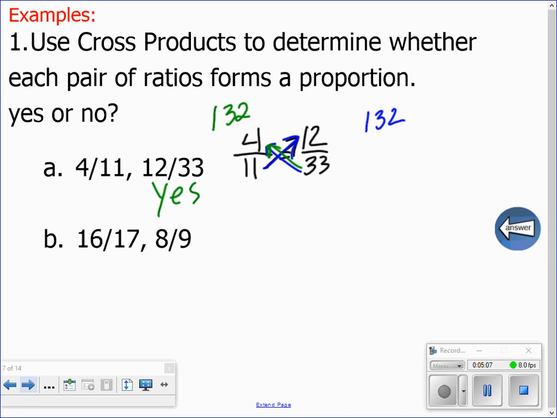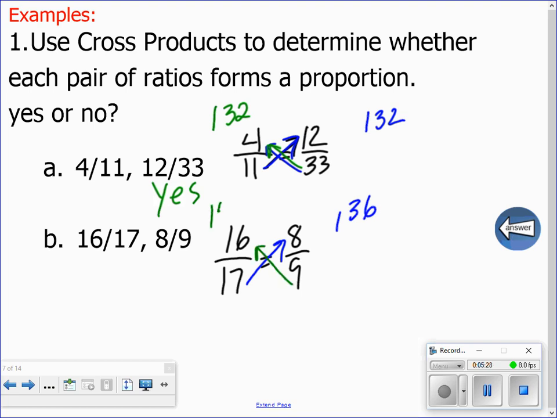Yes, on proportional. If we look at B, again, we look at the product of our means to the product of our extremes. So our extremes would be 17 times 8, which would give me 136. If we look at the product of our means, which would be 9 times 16, which would be 144. 136 and 144 are not equal. So because these two things are not equal, this means that these ratios are not proportional. They're not equivalent. So no, this would not be proportional.